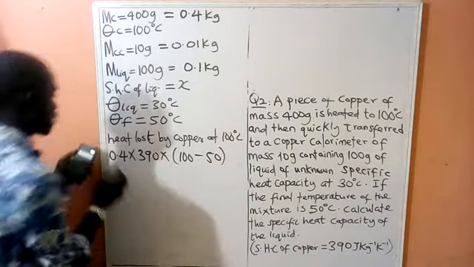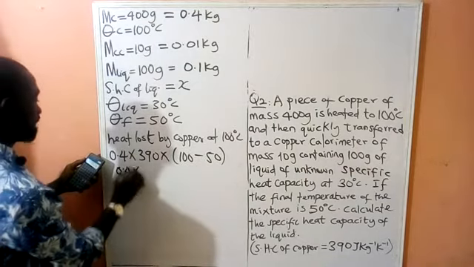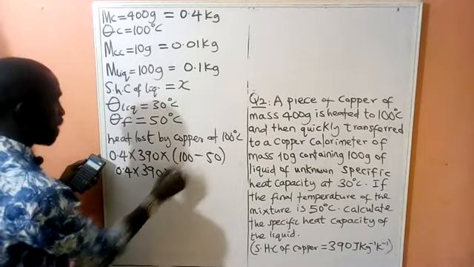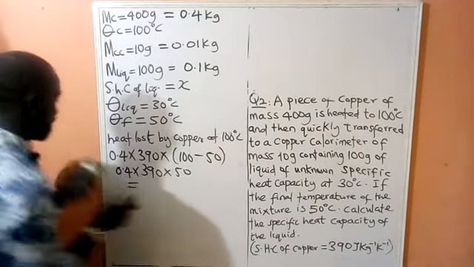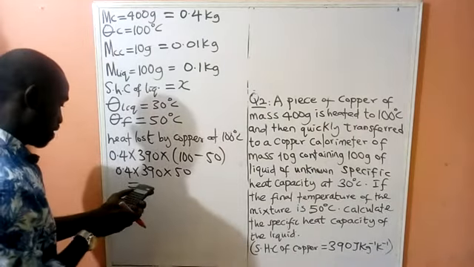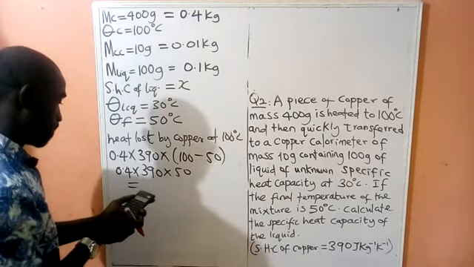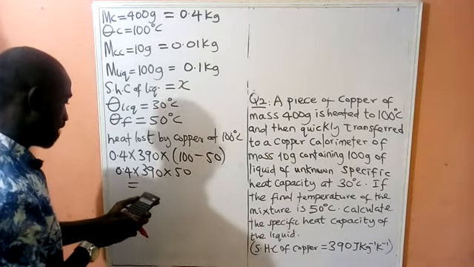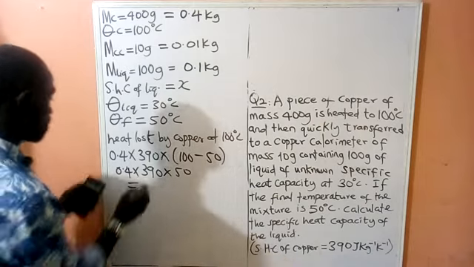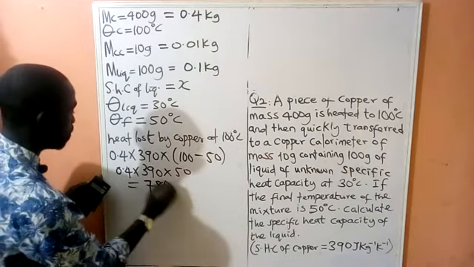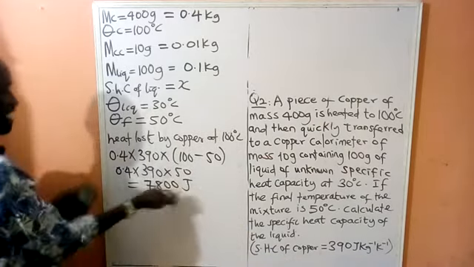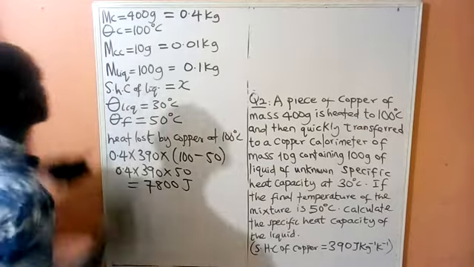Are you with me? So here we have 0.4 times 390 times 50. This will give us 7800 joules, because heat is measured in joules.